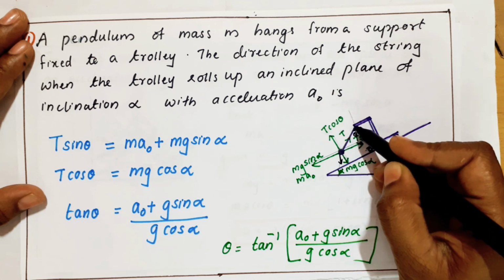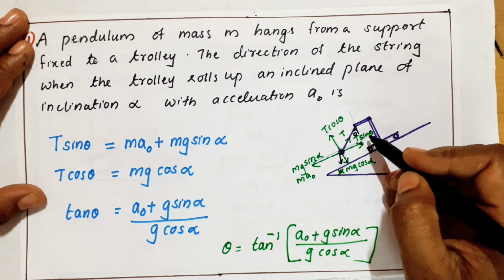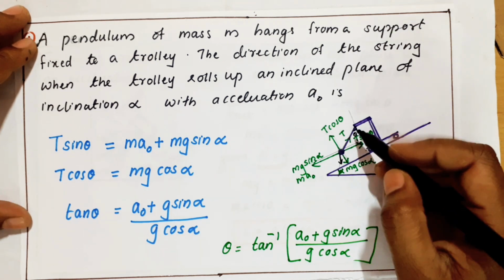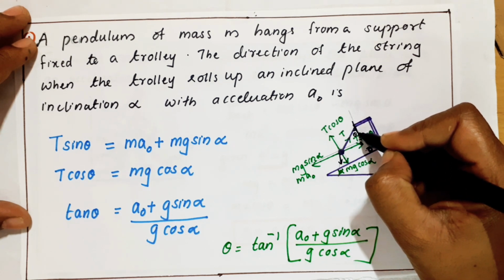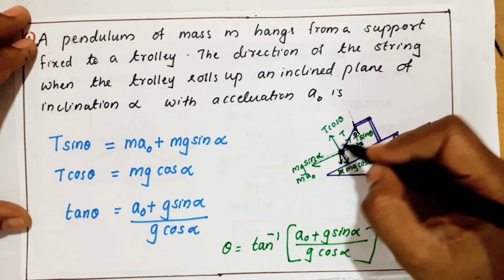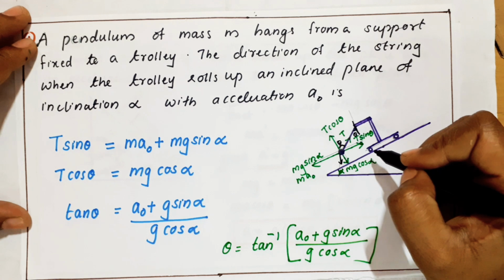This is connected with a string, so the tension is T. I can resolve the tension into two components. The components of tension, because the thread makes an angle theta with the vertical, are T cos theta and T sin theta.